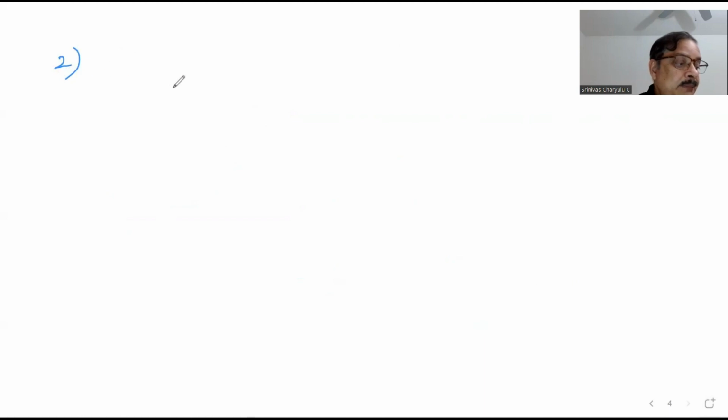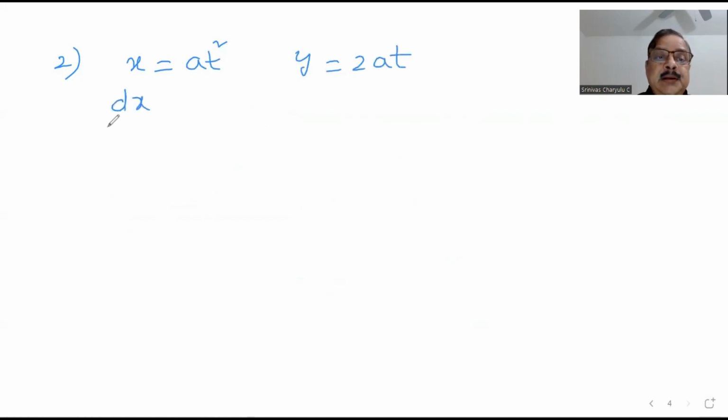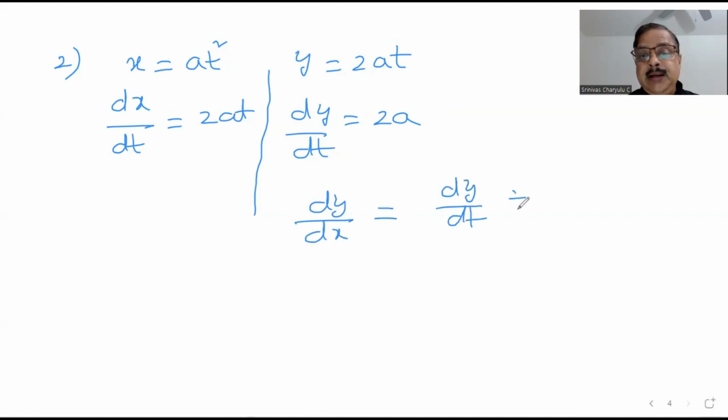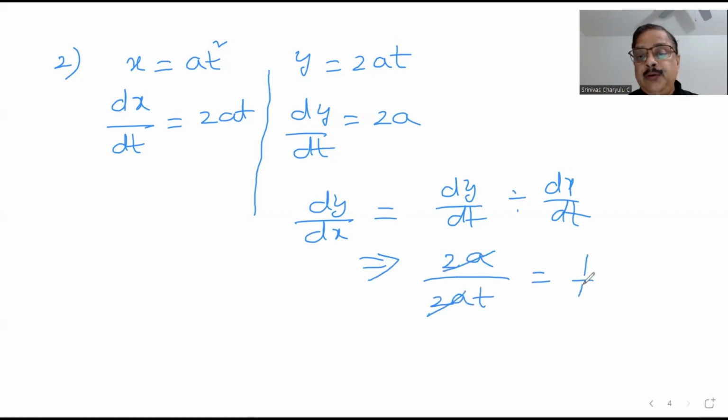So next sum, let us see. x is equal to a t square, y is equal to 2at. Very simple. dx by dt you first find out, it is 2at. Then find out dy by dt, that is nothing but 2a, and divide. dy by dt divided by dx by dt. So that becomes 2a divided by 2at. So you are having now 1 over t. Understood now?